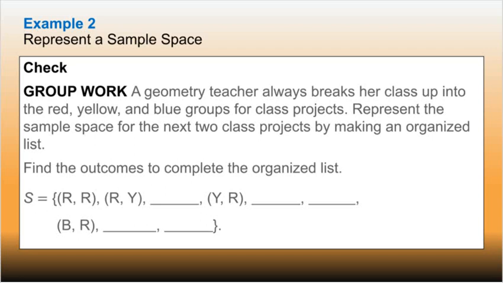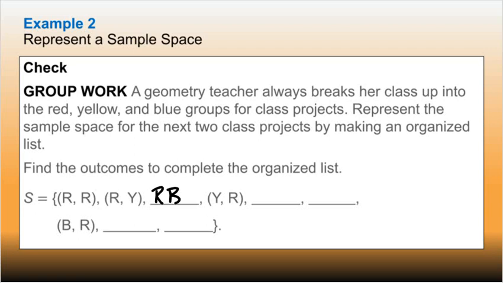Next, a geometry teacher always breaks her class up into red, yellow, and blue groups for class projects. Represent the sample space for the next 2 class projects by making an organized list. Then find the outcomes to complete the organized list. They're in groups of 2. So we have red, red; red, yellow; then you could have red, blue; you could have yellow, red.